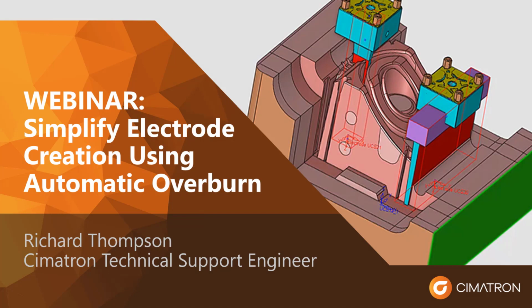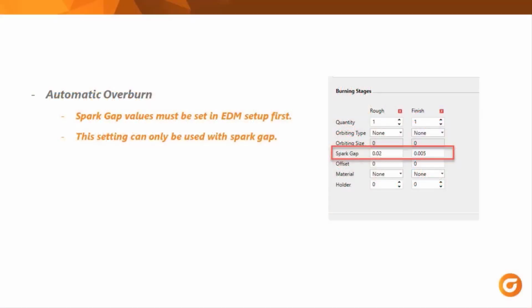Today we'll be covering how to use the automatic spark gap setting in Cimatron. We'll first look at a few slides showing some setup settings which will help make more sense when we're actually going through the process. The automatic overburn setting is used when machining electrodes. This only works when using spark gap and will not work if using the offset field.